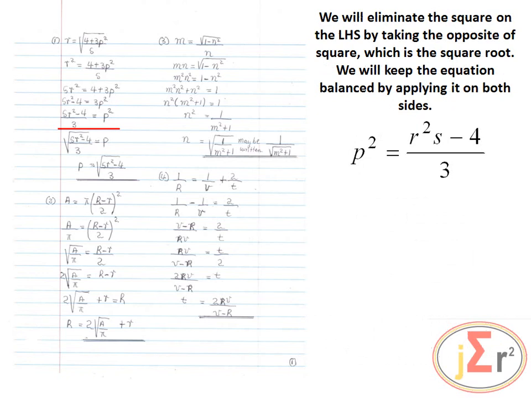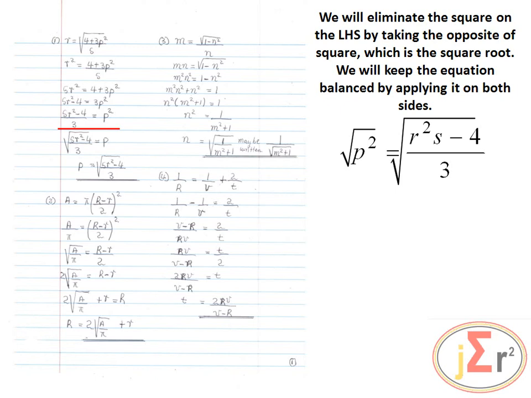We will eliminate the square on the left hand side by taking the opposite of square, and the opposite of square is square root. We will keep the equation balanced by applying it on both sides. So taking the square root of both sides, and the square root that we have on that left hand side is as a result of doing the opposite of square in order to eliminate that square operation.